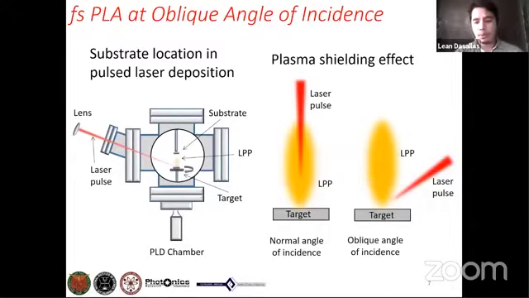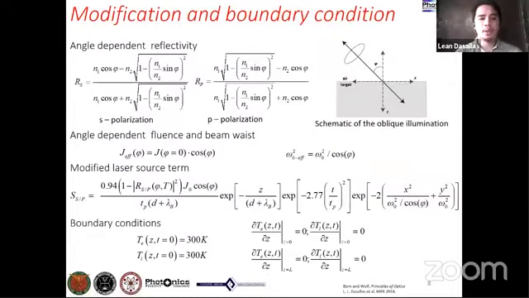So what we did is to modify the existing two temperature model in cases where oblique angle of incidence is needed. To do that, we just have to place in the angle-dependent reflectivity, which is given by the Fresnel equation. And we modify the fluence and beam waist to take into consideration the changes in the beam waist. So basically, the laser source term will look like this. And along with the boundary conditions, we can now do the pulse laser ablation modeling.